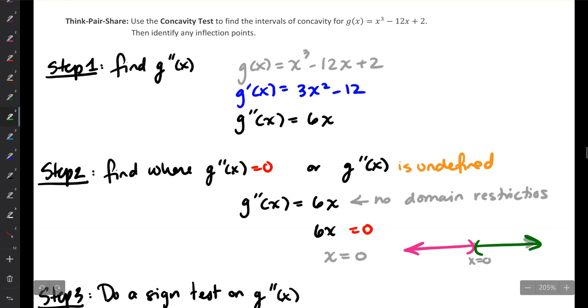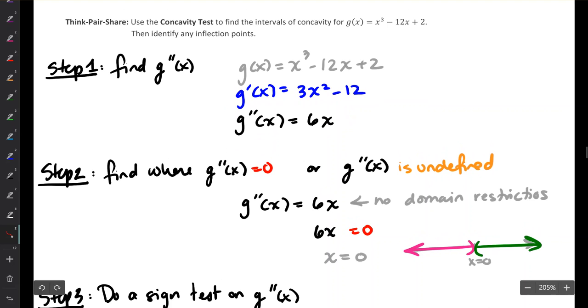All right, so first we're going to find the second derivative. We love taking the derivatives of polynomial functions using power rule. My second derivative is this line, 6x. We then need to find out where that second derivative is 0 or undefined. There are no domain restrictions for that, so it's always defined. Where is it 0? It's 0 when x equals 0.